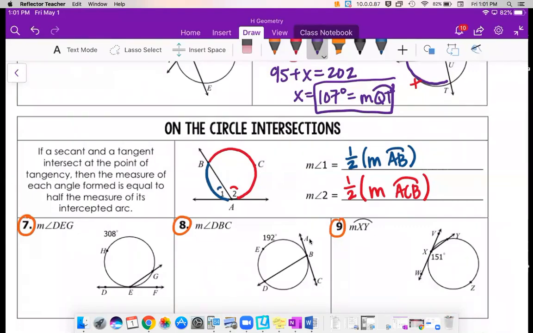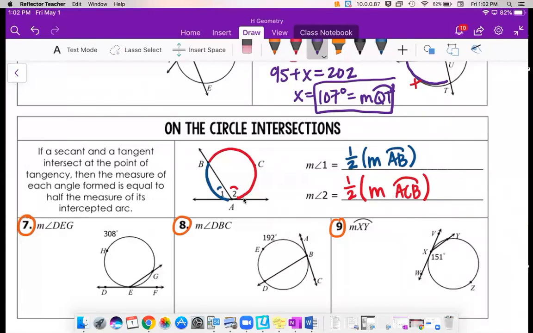Then the measure of each angle formed is equal to half the measure of its intercepted arc. So you've got your secant AB here, and then you've got the tangent, and they're intersecting at the point of tangency, so where that line is tangent to the circle. So what that means is that the measure of angle 1 right here is equal to half of the arc AB. Measure 1 is equal to half the measure of arc AB.